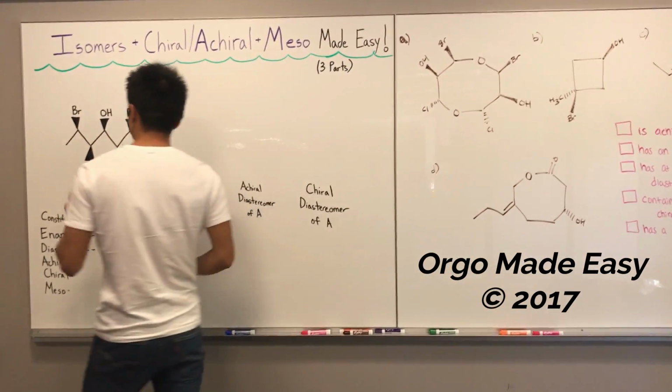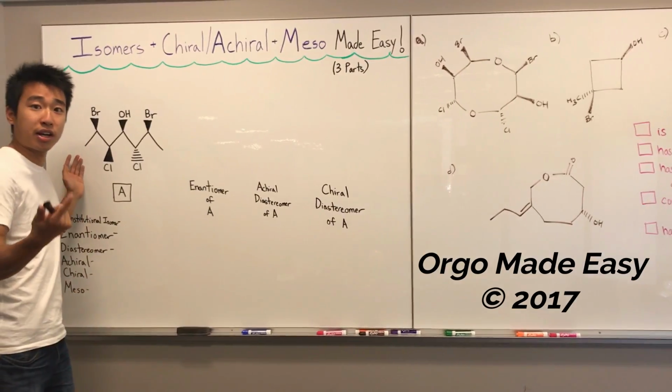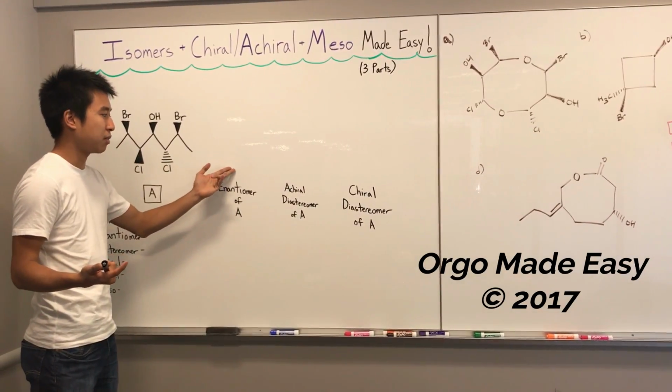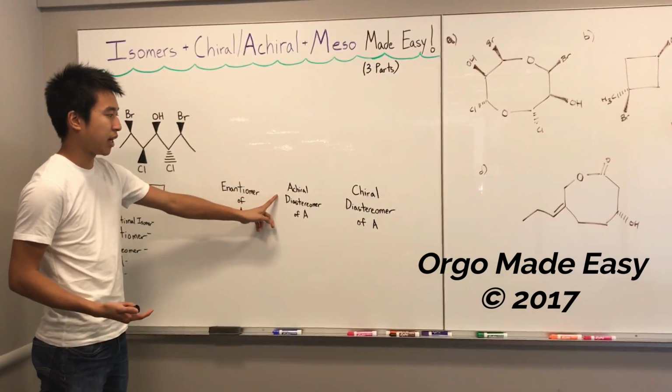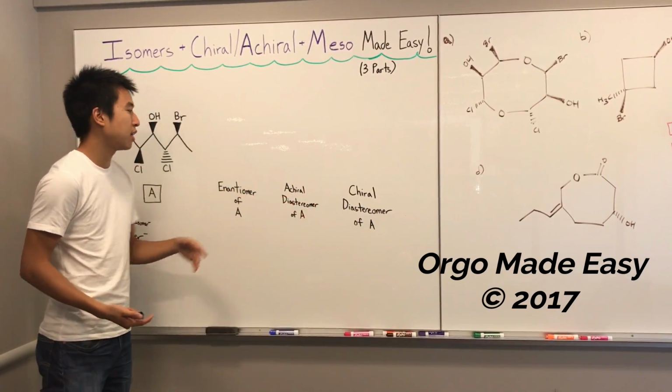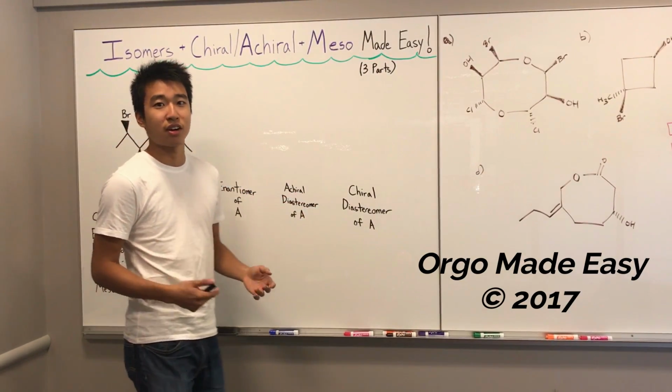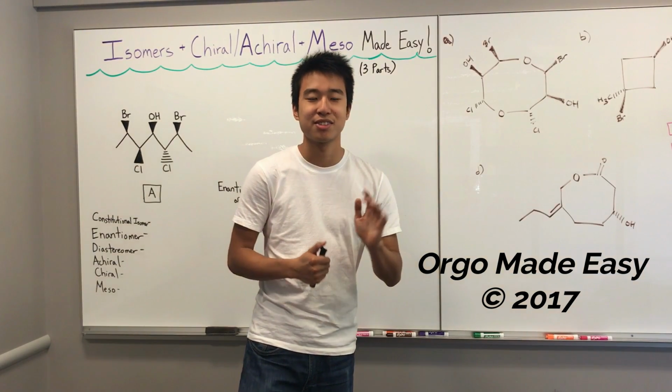Alright, so first off, here's molecule A. Why don't you try it out first? Can you try giving me what an enantiomer will look like, a chiral diastereomer and an achiral diastereomer, and we'll come back and tackle it together. Alright, so hit pause. See ya.